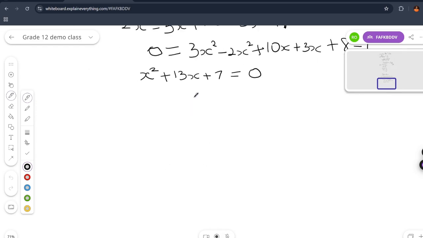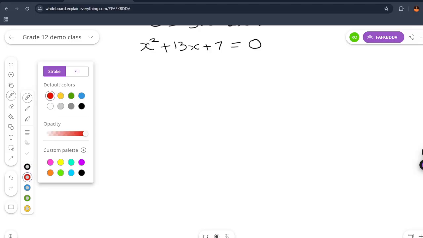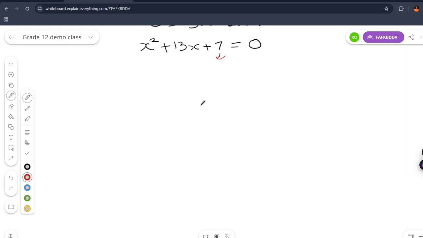How do we solve a quadratic equation? Either we use the factorization method, or we use completing the square, or we use the quadratic formula. But if you look at this, can we factorize this? No, we cannot factorize it, because in factorization, this is supposed to be the product and this is supposed to be the sum. When the sum is greater than the product, there is no way we can factorize it. So let's use the quadratic formula.